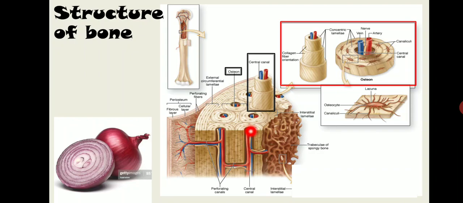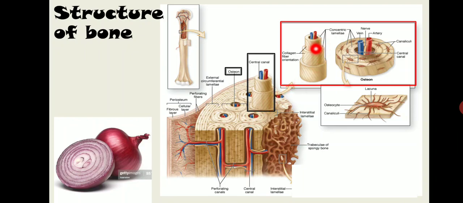Now this Haversian canal and the adjacent Haversian canal will be connected with each other. That is known as Volkmann's canal. Yes, you heard it right. It is Volkmann's canal. So two Haversian canals will be connected with each other via Volkmann's canal. Let's get back to the original picture.